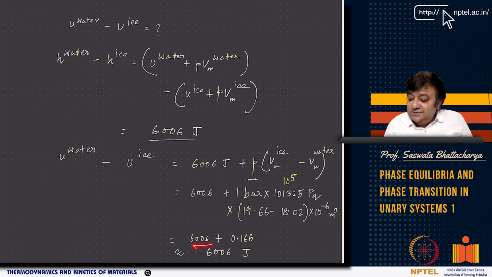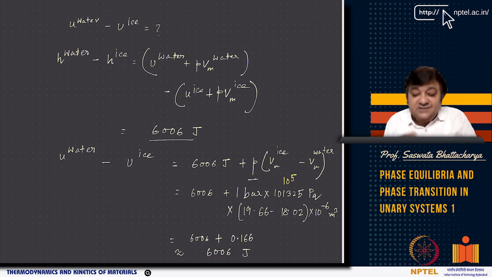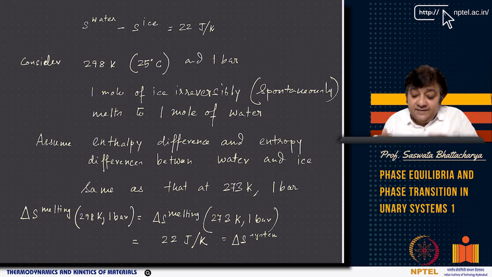So 6006 plus 0.166 is basically, this is like numbers in thousands, and this is like numbers in tenths. So 6006 plus 0.166 is actually 6006.166, but that 0.166 is negligible compared to this number, right? So we can take the same, that means the PV work I can neglect, right?